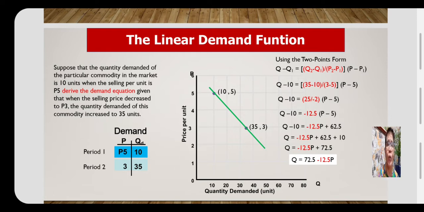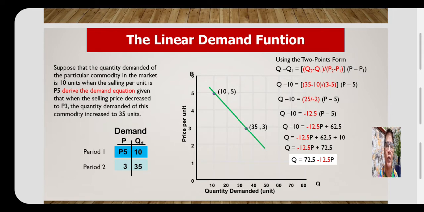So what are these 2 points? The 2 points are the paired value of quantity and price. So there are two periods given here. When we refer to the demand situation in a market, we have period 1, which price is 5 and quantity demanded is 10, and period 2, its price is 3 pesos and quantity demanded is 35.